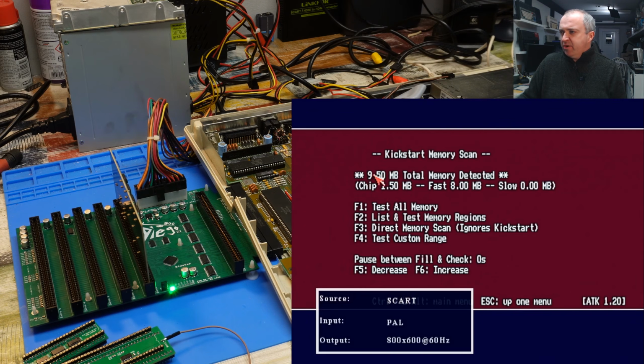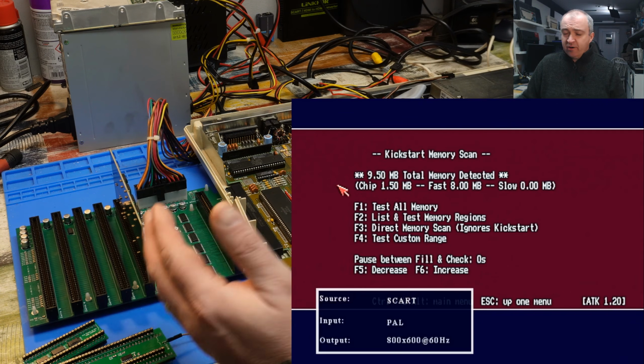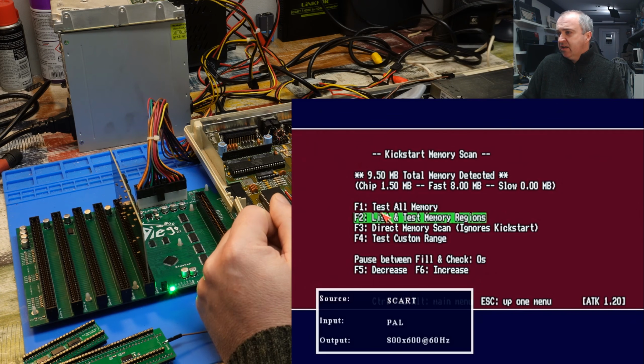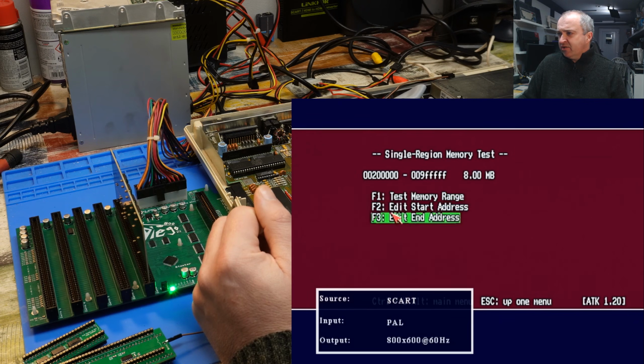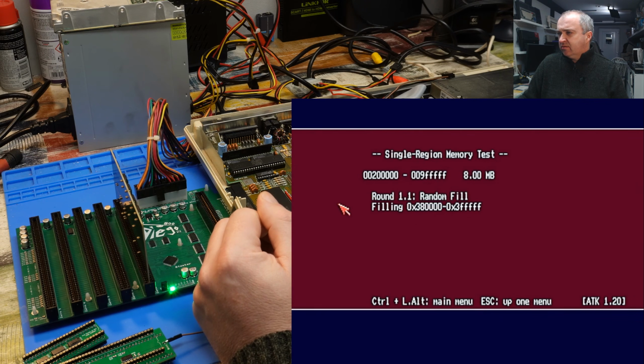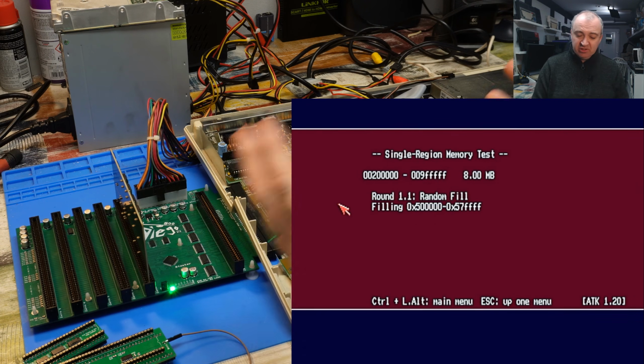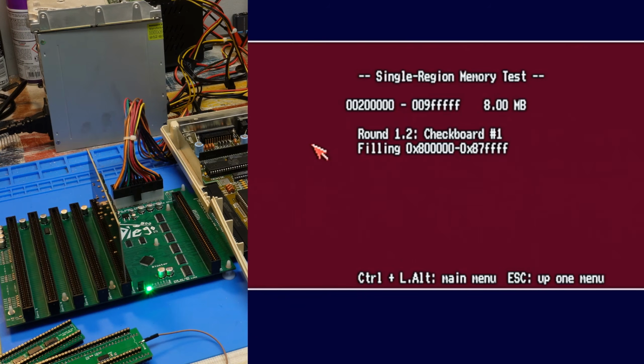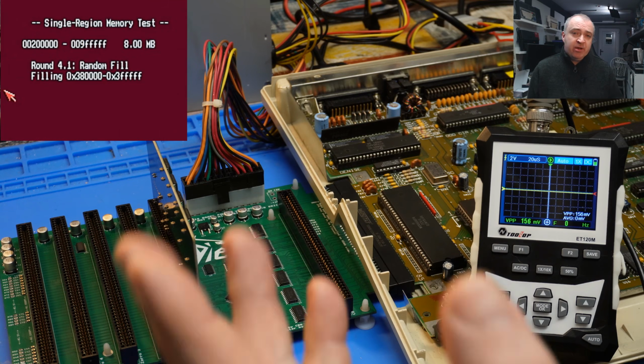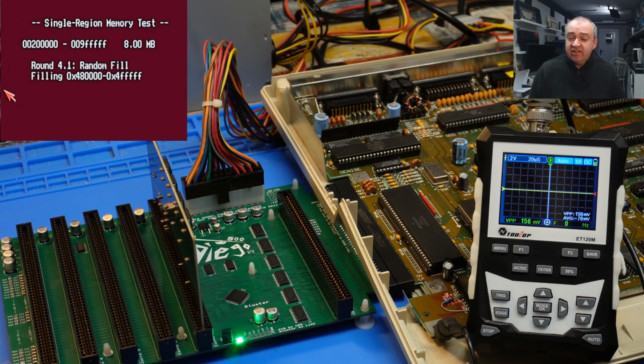So let's boot to Amiga Test Kit and let's take a look in memory. Again, that is confirming our 8 meg of fast. How about we just run a memory test on that? I'll just let this go around a couple of times just because it does take a while. Okay, it's been around 3 times there. It seems happy enough, but I will give it a more thorough test later.